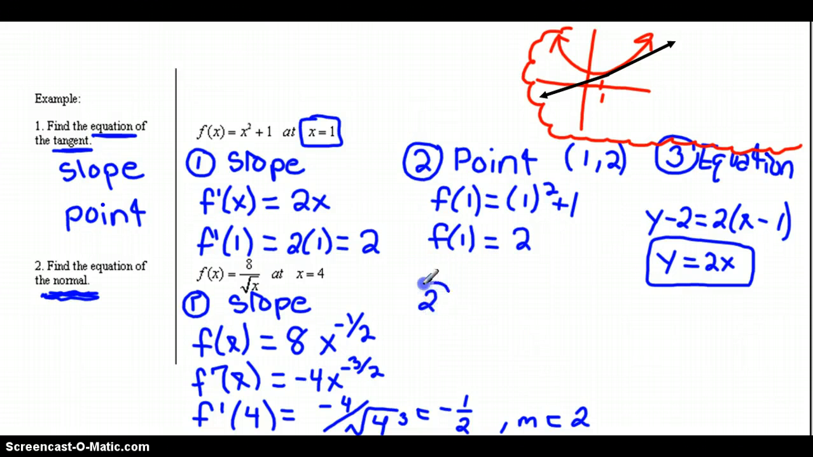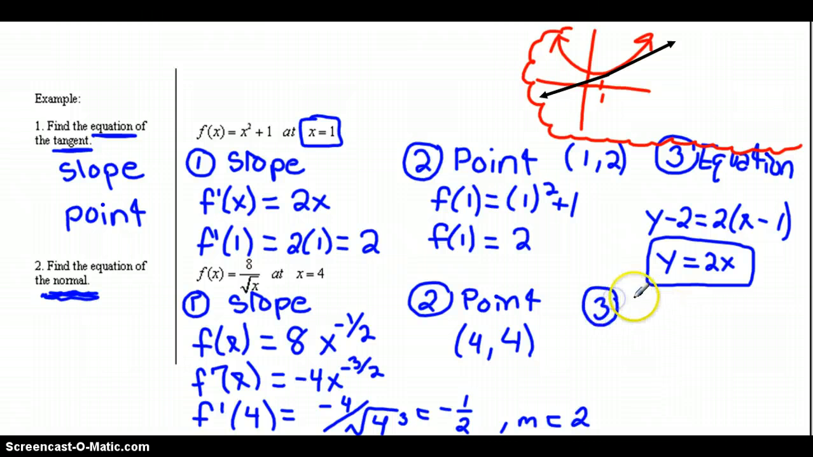Step 2, I'm going to go ahead and find my point. If I have an x value of 4, we talked about this already. If I take 4 and substitute it into the original, well, square root of 4 is 2, so now I really have 8 divided by 2, which is 4. So I now have a point.